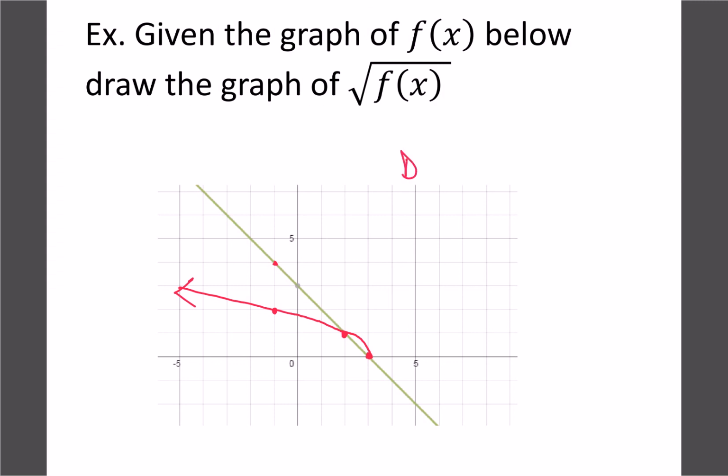And once again, we can do our domain of this new one will be x is less than or equal to 3, and our range is y is greater than or equal to 0. And our original would have been just x ∈ R, y ∈ R for the straight line.